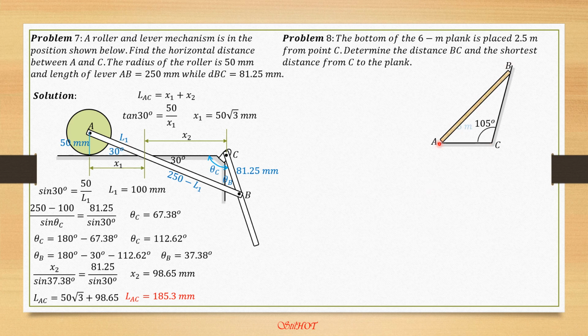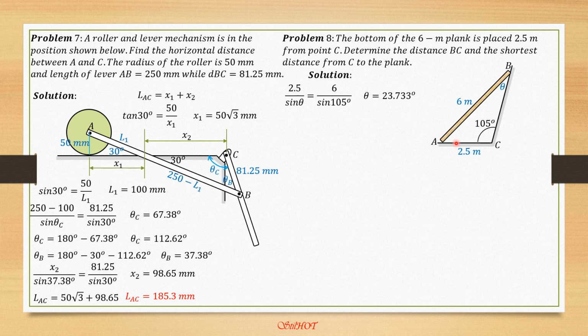So this is the given figure. The length of AB is 6 meters and this is 2.5 meters. So we can use law of sines to solve for this angle, theta B, which is expected acute, and theta A also acute. So by law of sines, 2.5 over sine theta equals 6 over sine of 105. So theta is inverse sine of quantity 2.5 sine 105 over 6. So theta is 23.733 degrees.